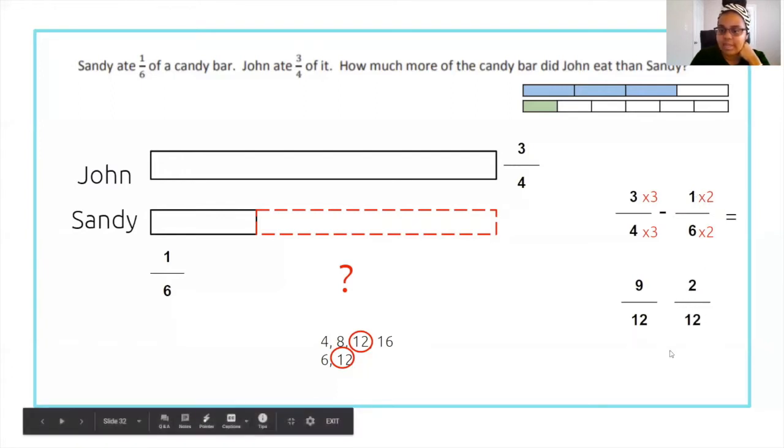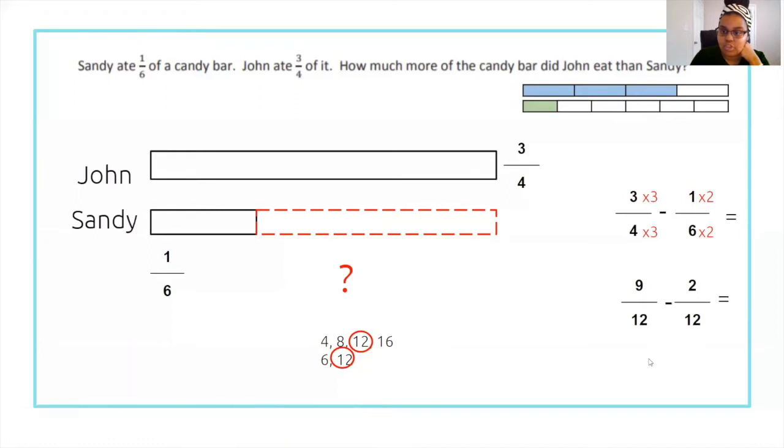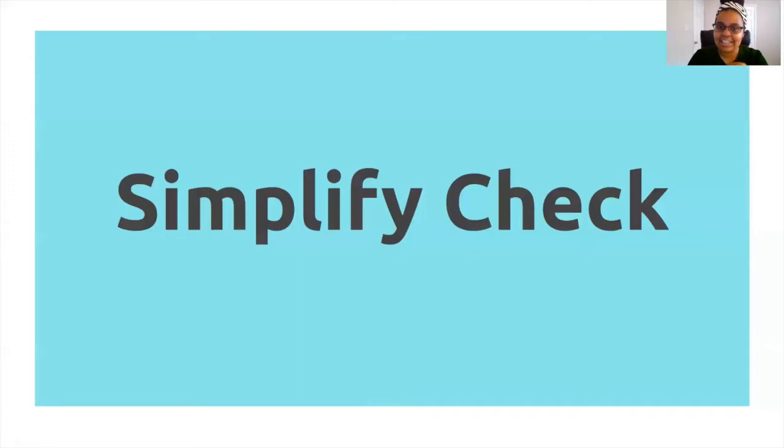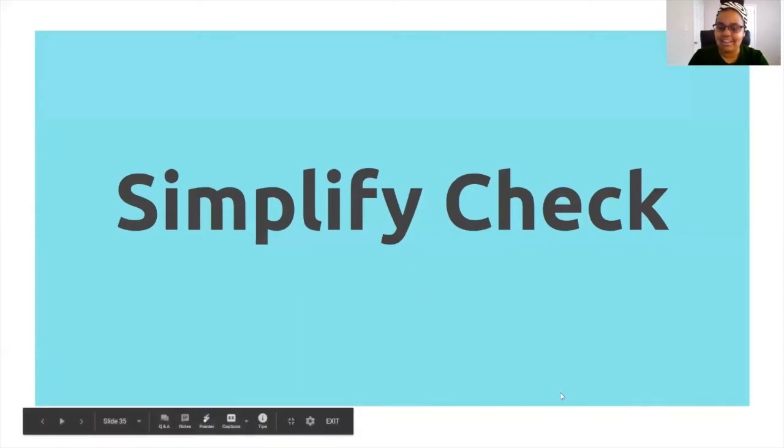Now that my denominators are the same, now I can subtract like normal. 9/12 minus 2/12, 9 minus 2 is 7. So my answer here is 7/12. Now, before I confirm that answer, I need to do a simplified check, which means I need to see if this fraction can be simplified. So let's check and see if we can simplify 7/12.